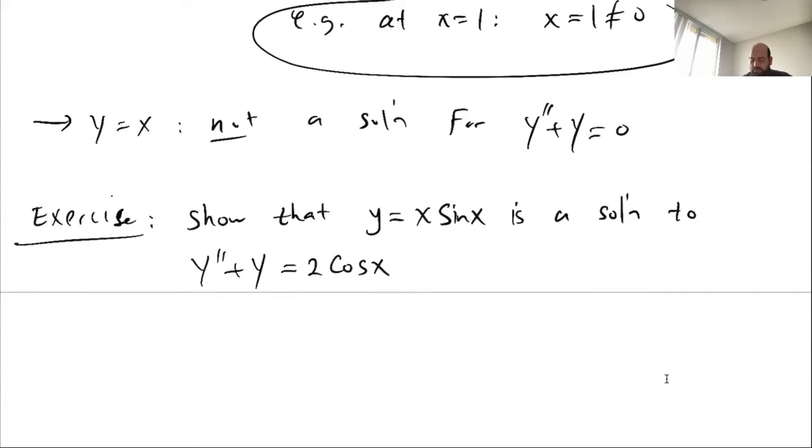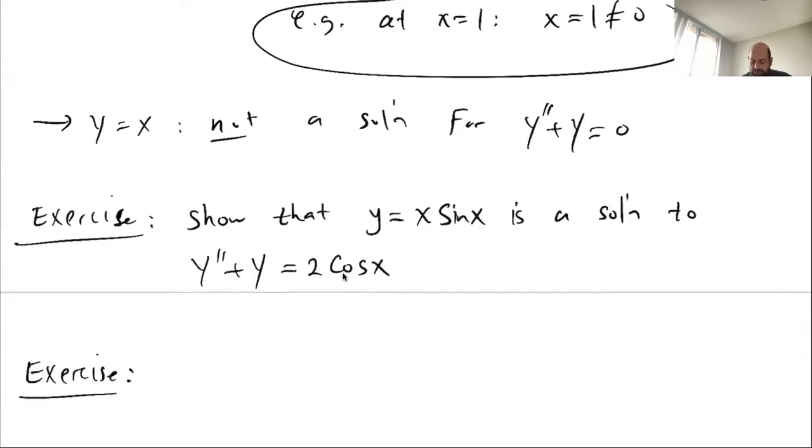Okay, so again, you have to take this function y, differentiate it once, find y prime, then differentiate it another time, find y double prime, then add y double prime with y. And after you simplify and do the calculation, you will see that the answer is 2 cos x. That means y equals x sine x satisfies this equation, meaning that when you replace y with x sine x, y double prime plus y becomes 2 cos x.